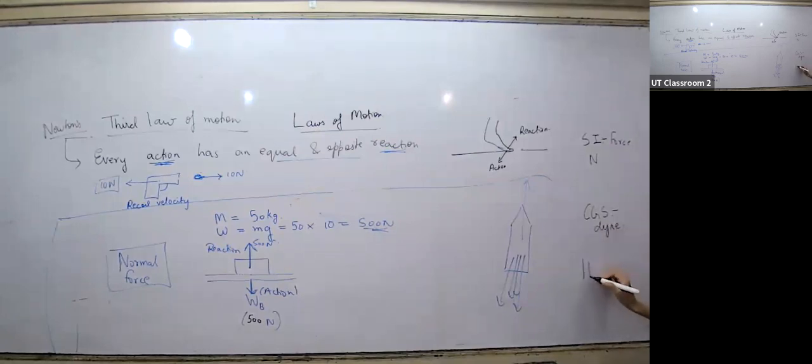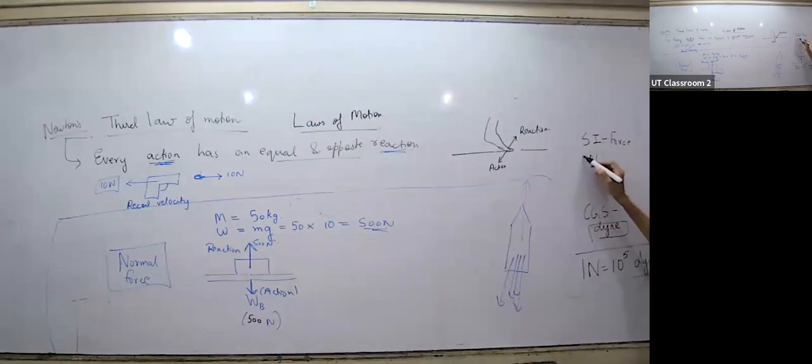So now what is the relation between 1 newton and 1 dyne? It is very important to remember this. I was telling you 1 dyne is equal to 1 gram centimeter per second square. Please remember, I did not ask you the relation between 1 newton and kg per second. I just asked you what is 1 newton equal to in terms of dyne.